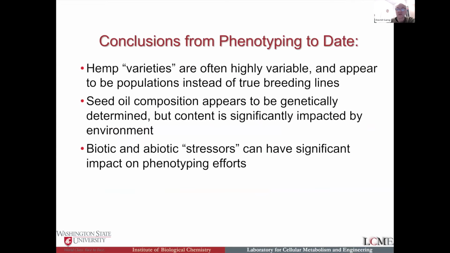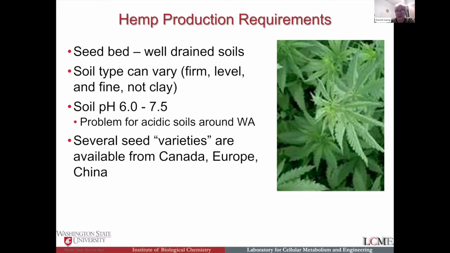So conclusions here for the phenotyping. The hemp varieties are often highly variable, and I put varieties in quotations there, and they appear to be populations instead of really true breeding lines. The seed composition is genetically determined mostly, we think, but content can be significantly impacted. And these biotic and abiotic stressors, such as a heat wave or smoke or a virus, can have a significant impact both on our phenotyping efforts as well as potentially on the plants themselves.